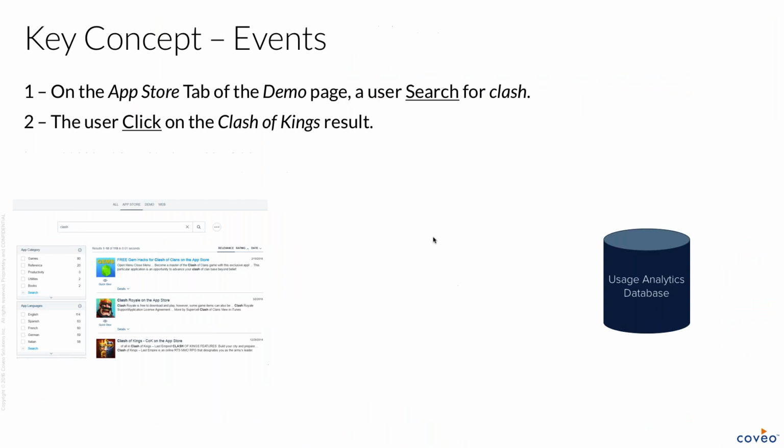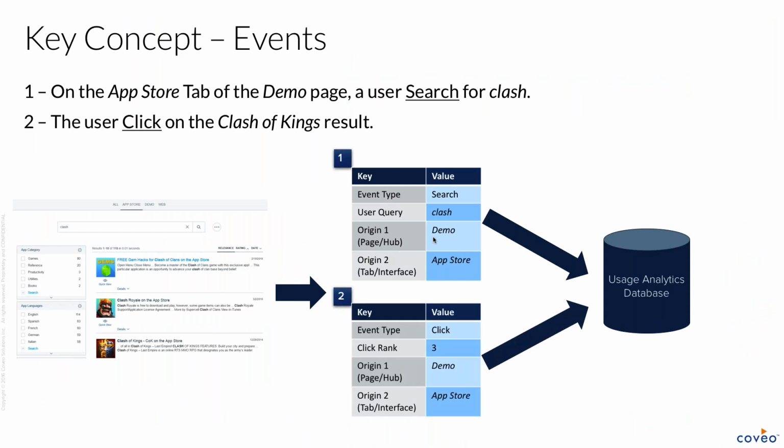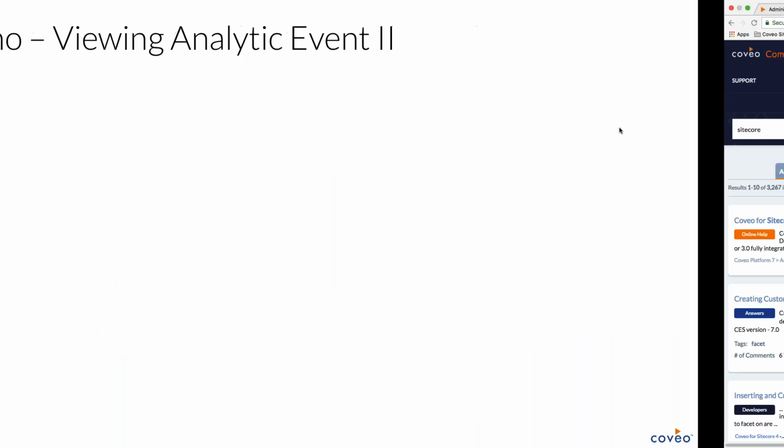Okay, so that's it for the demo. Now the key concept about usage analytics events: you fire events and all of them are stored inside the usage analytics database. Once again, it is very useful to picture an event as a table, because then you are able to relate to it. On the left side are the variables that are fixed. These are called dimensions, and on the right are the values that will vary depending on what the user is doing.